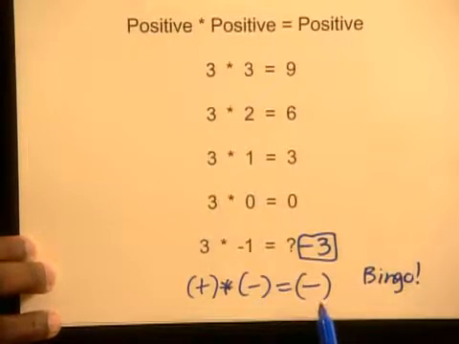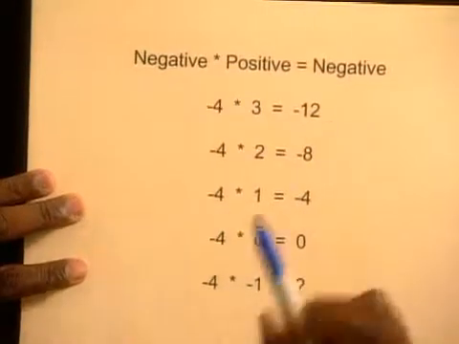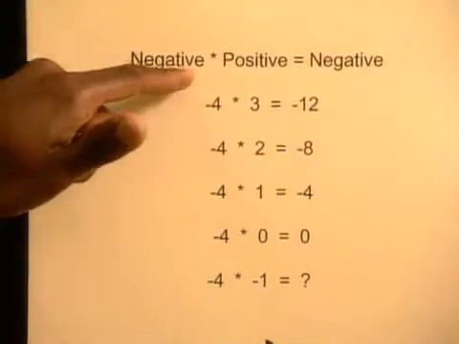All right? So once again, a positive times a negative equals a negative number. So let's look at some more examples of that. See, it's up here for you. A negative times a positive equals a negative number. Now we're going to look at a list of these numbers and see if we see a similar pattern that we saw the first time.